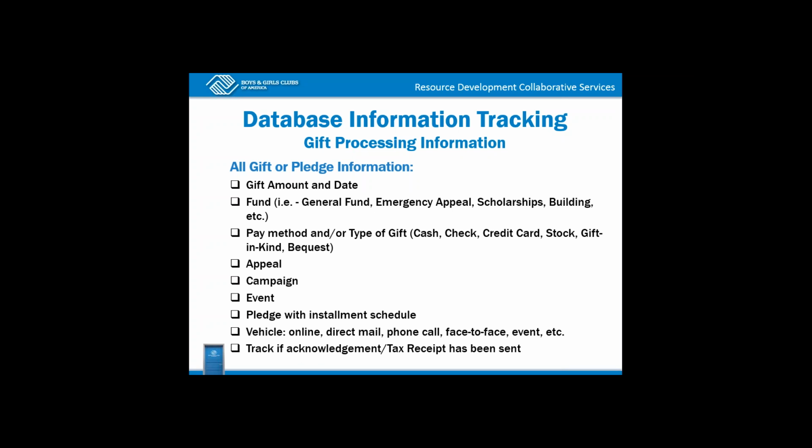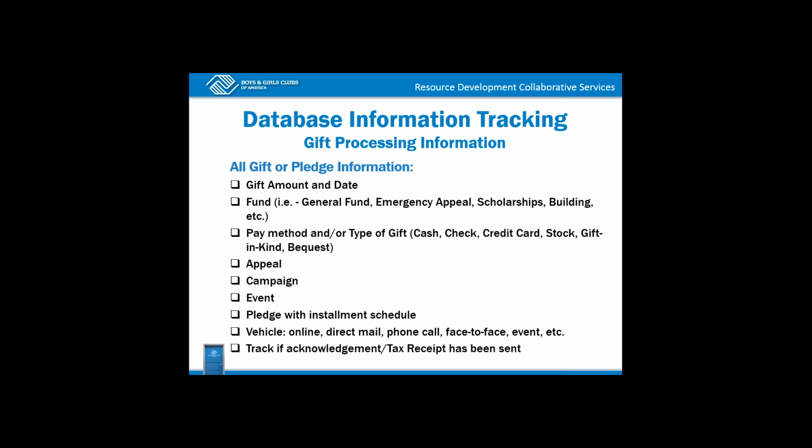In terms of gift processing information, all gift and pledge information is important, so gift amount and gift date. Your funds, are they supporting general operating fund, emergency appeal, scholarships, the building, whatever it might be. Their payment method and type of gift, so are they paying cash, check, credit card, stock, in-kind, bequests, what type of gift is this? The appeal, so did this come from the spring mailer? The campaign is an annual campaign, a capital campaign, an endowment. Is this supporting an event?